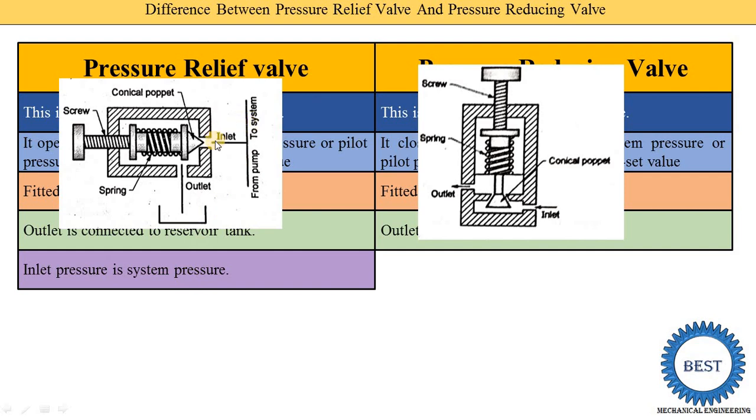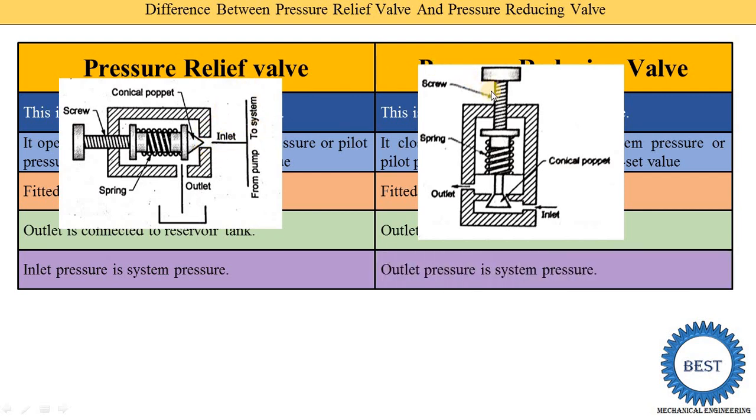Fifth point, in a pressure relief valve the inlet pressure is the system pressure. Here you see that the inlet is connected with the system, means the inlet pressure is the system pressure, the required pressure of the system. In a pressure reducing valve the outlet pressure is the system pressure because the outlet of the pressure reducing valve is connected with the system.